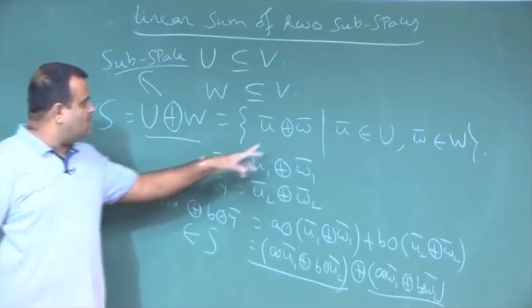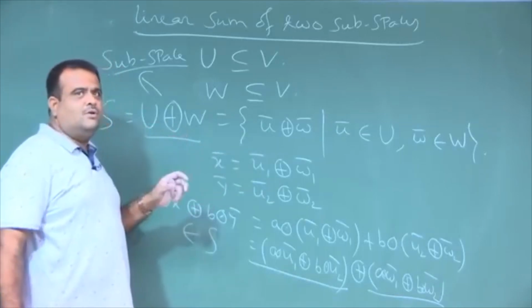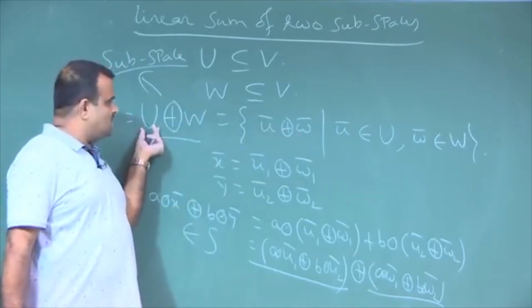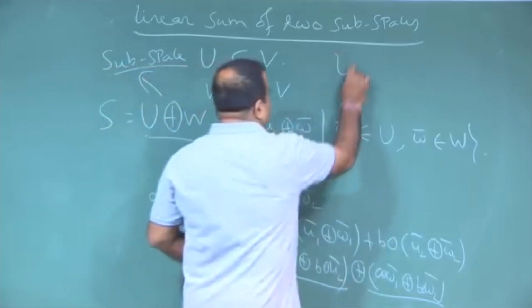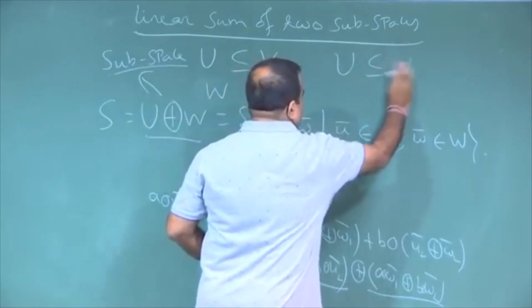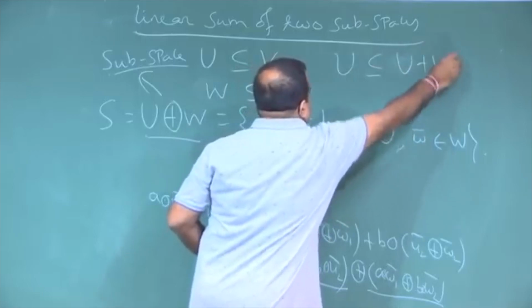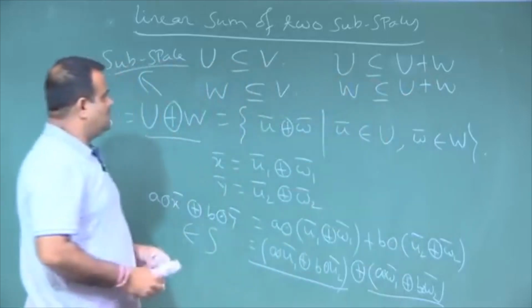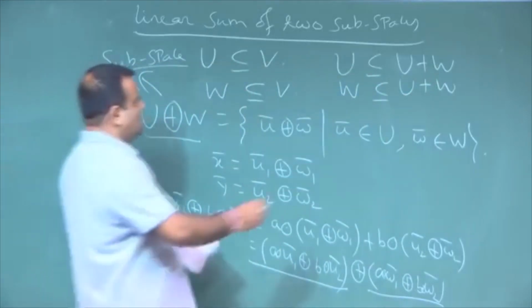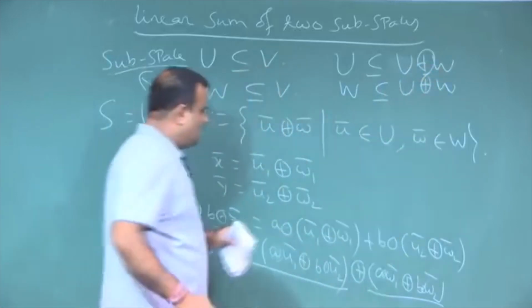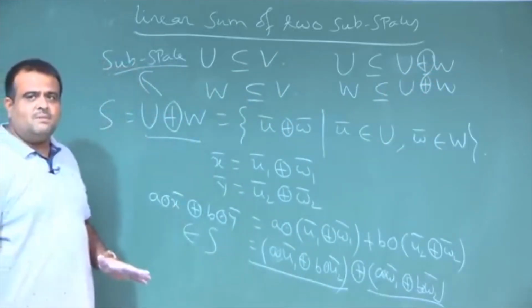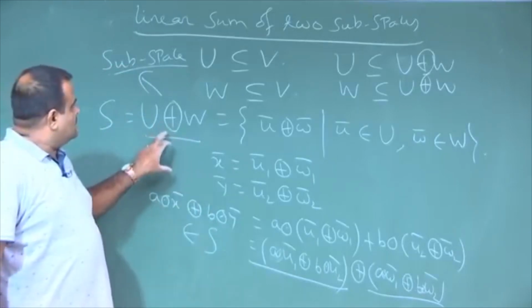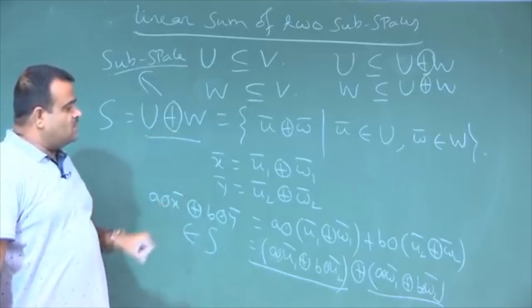This will contain U and W because U and W are both subspaces, so U and W both contain the 0. So, if we put w equal to 0, this is basically giving us U. So, that means U is a subset of U plus W, and W is also a subset of U plus W. So, the union is also a subset of U plus W. This plus is just a symbol. Okay. And this happens to be the minimum subspace containing both U and W. This is the sum space, the sum of two vector spaces.